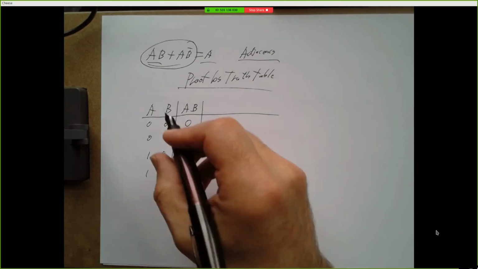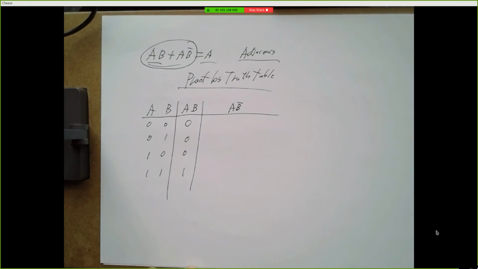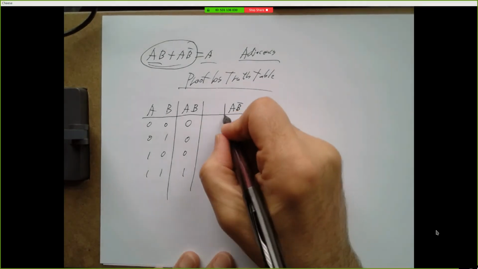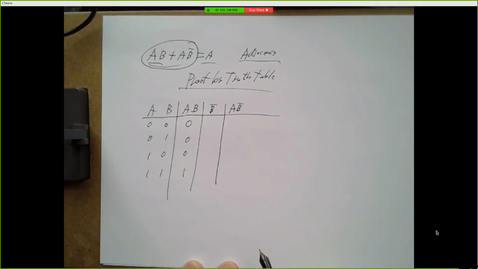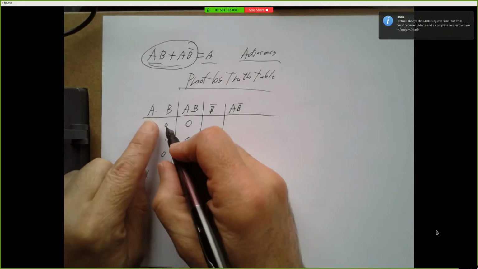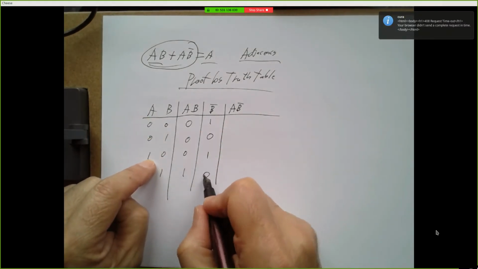Okay, now I want to write a column for A ANDed with B bar. Well, don't make your life too hard. Don't try to do this in your head. Let's make a separate column first for the complement of B, for B bar. So B is 0, B bar is a 1. B is 1, B bar is a 0.